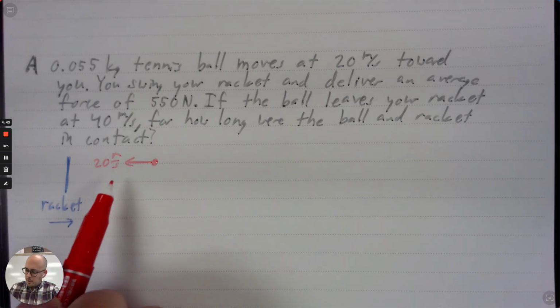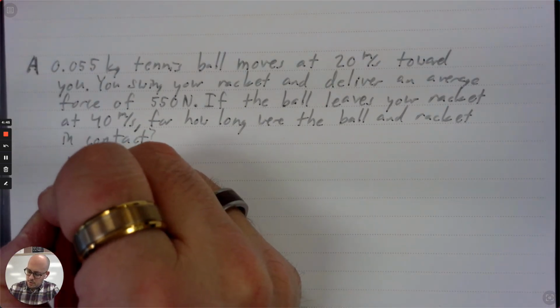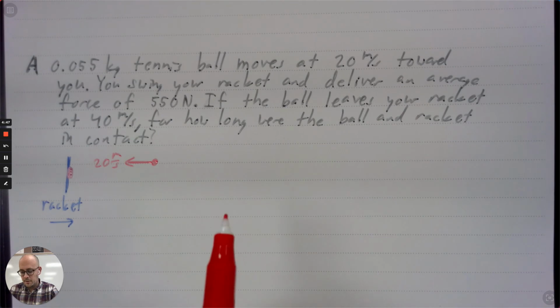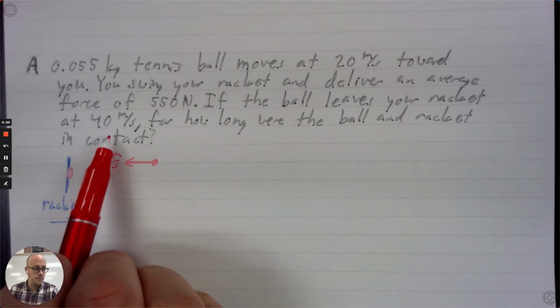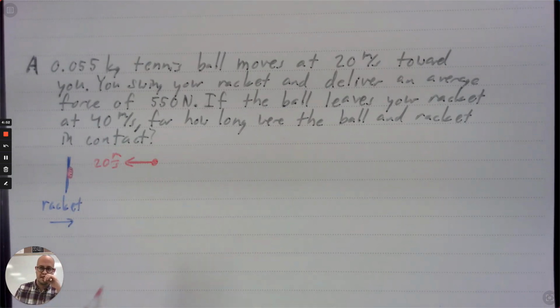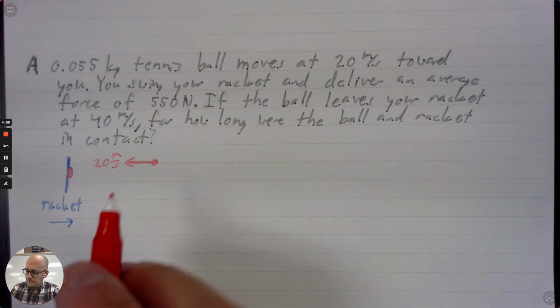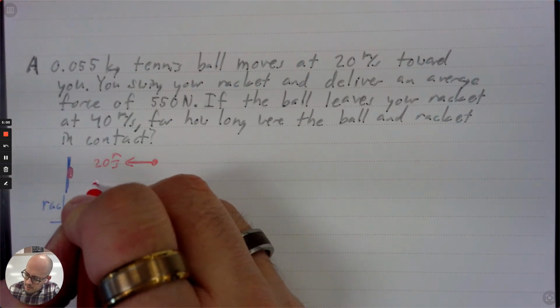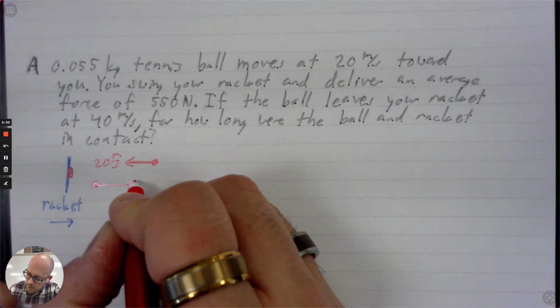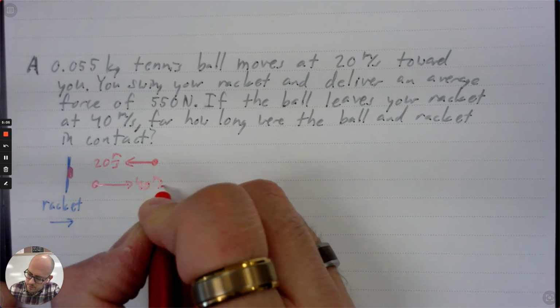Once you hit the ball, it squashes up against your racket and bounces off. It's now moving at 40 meters per second. Well, the point of using a tennis racket is so you change the direction of the tennis ball in a way that's favorable for you. You have to get the ball over the net, and so when all is said and done, the ball is now moving away from you at 40 meters per second.